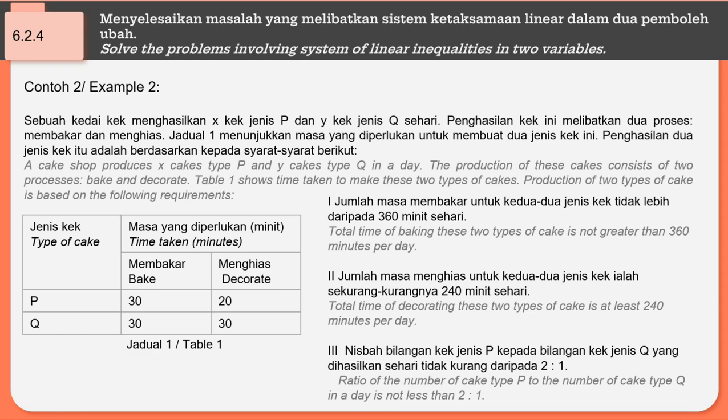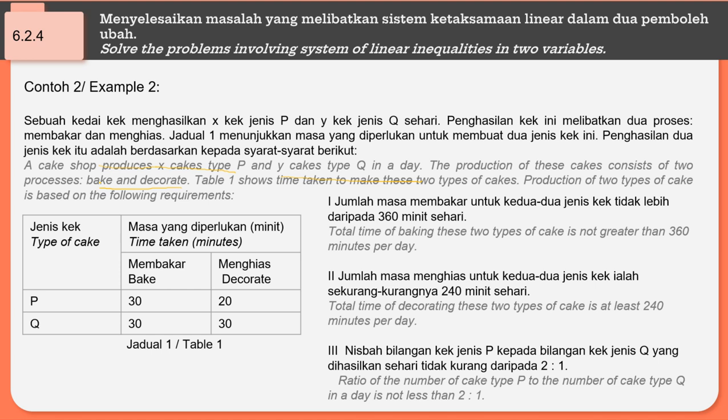Okay. Alright, so here we look at the second example. It's more wordy than the first example. A cake shop produces X cakes of type P and Y cakes of type Q in a day. So we have 2 types of cake. The production of these cakes consists of 2 processes, bake and decorate. Table 1 shows the time taken to make these 2 types of cakes. Production of the 2 types of cake is based on the following requirements.